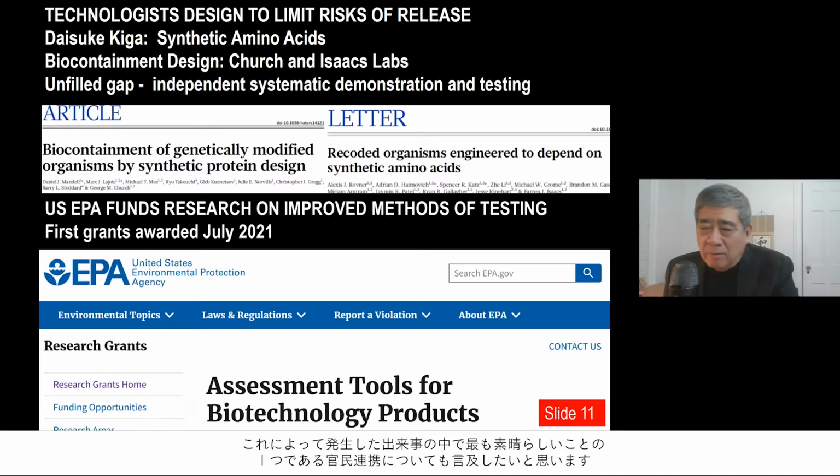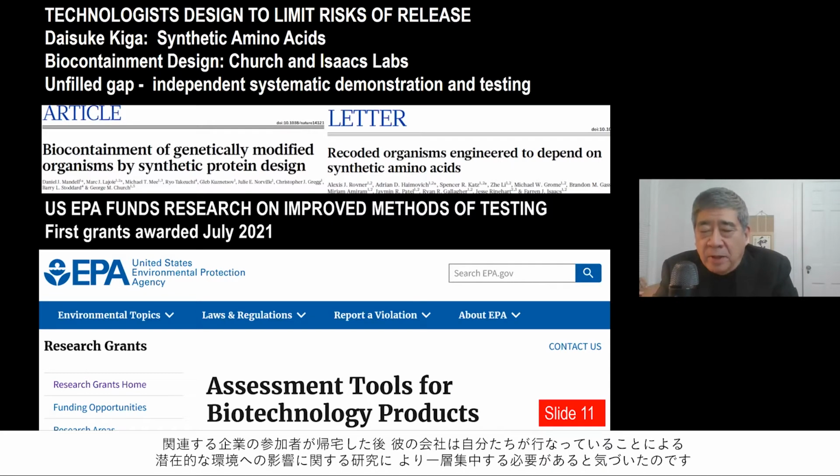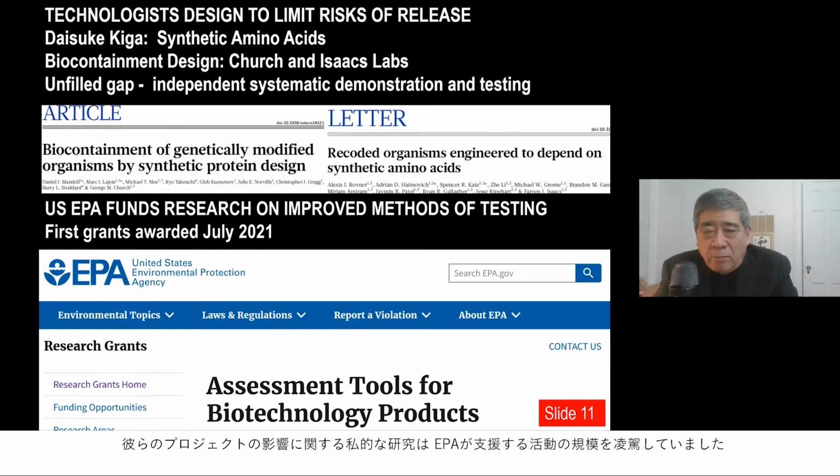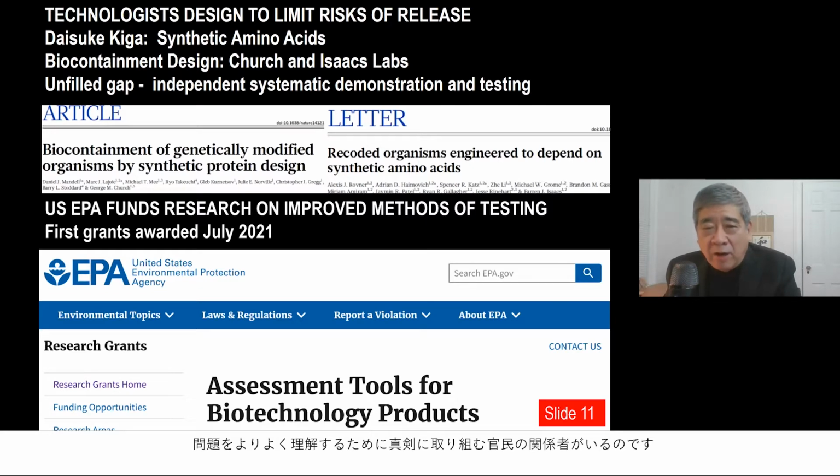I also want to note, on the theme of public-private partnerships, that one of the nicest things that came out of this was that one of the gentlemen in the companies involved walked away from this and decided that his company privately had to focus much more on research on potential environmental effects of the work that they were doing. And their private research on effects of their own projects dwarfs in size the EPA-funded activities. And we actually have public and private actors working seriously on better understanding of problems.